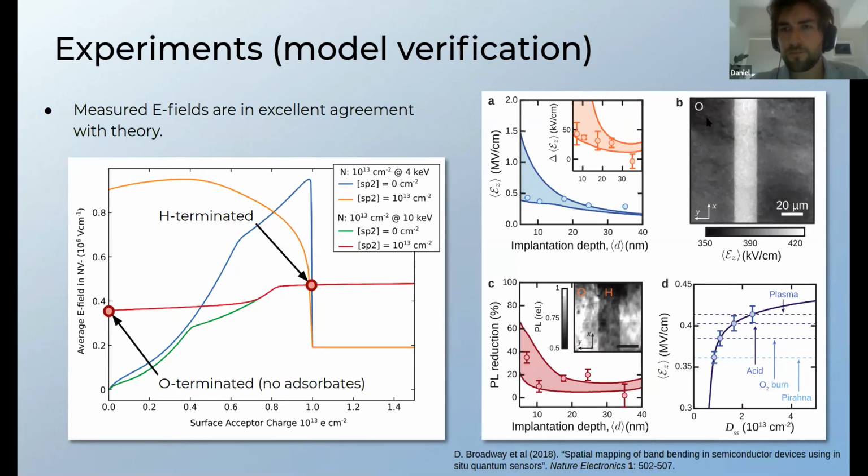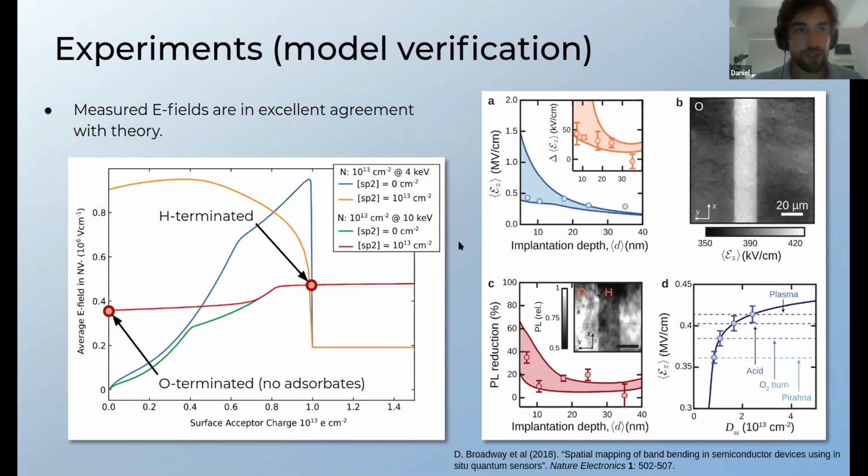So this is our ODMR image on the right here in panel B. And so we have an oxygen terminated region of the diamond surface, which is the darker region, and then a hydrogen terminated ribbon here, which is the brighter region. And that, that we see average electric fields in these images that are very commensurate with what the model predicts.